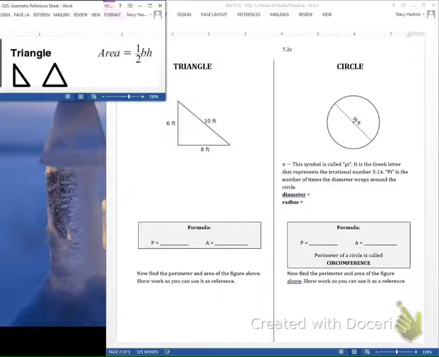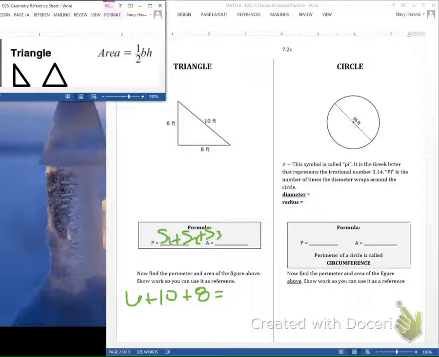Let's look at the next polygon on your page, a triangle. The formula for the perimeter of the triangle is the same as for any other shape: you add up all the sides. So side 1 plus side 2 plus side 3, all 3 sides you add together. So to calculate the perimeter, you would do 6 plus 10 plus 8.